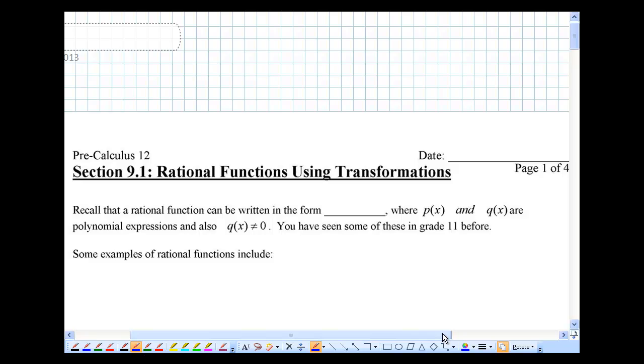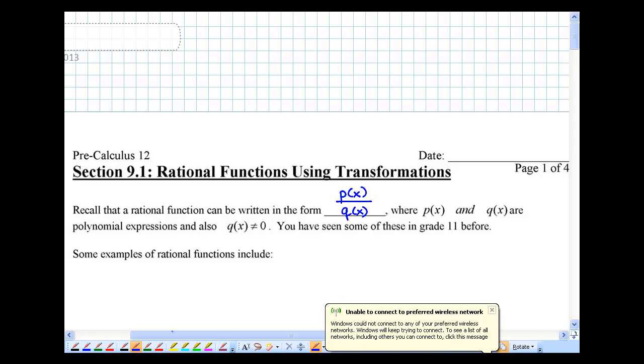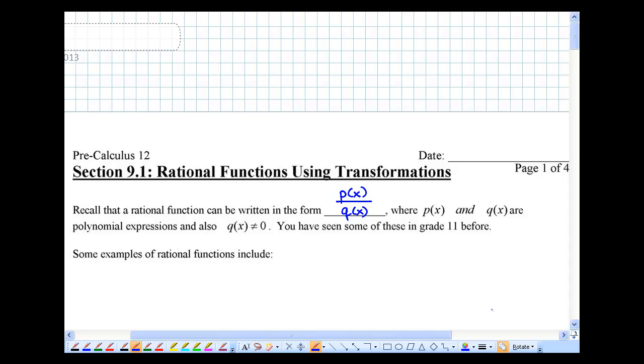So, to begin, let's recall what a rational function actually is. You did this in grade 11, and if you don't remember, let me tell you. A rational function is just any function that can be written in this form, where you have a polynomial in the numerator, and also another polynomial, which I call q of x, in your denominator. Notice p of x and q of x are both polynomial expressions. And because this is like a fraction, we also have to put on this restriction, or the non-permissible values. We have to make sure that q of x, the denominator, can't be 0.